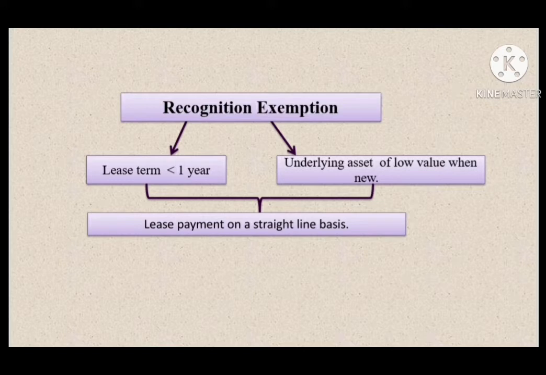And the second recognition exemption is leases where the asset has low value when new, such as a personal computer. I think it's good to have this exemption because that will make accountants' lives easier. You will account for the lease payments in the P&L account on a straight-line basis or some other systematic basis.